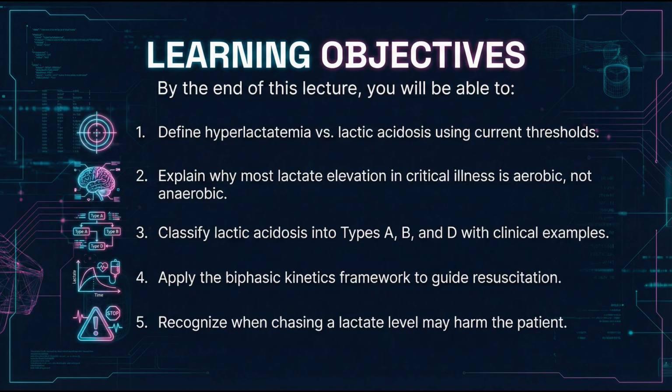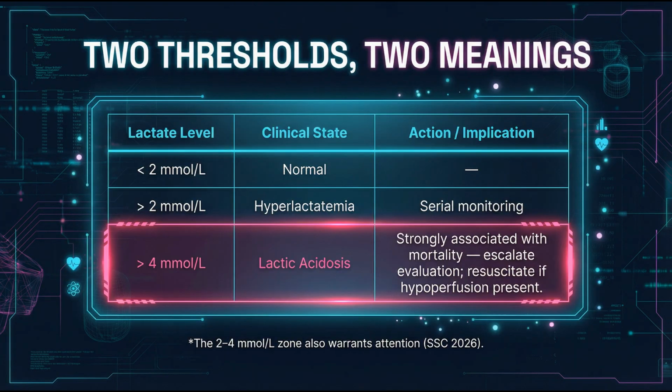By the end of this lecture, you will be able to define hyperlactatemia versus lactic acidosis using current thresholds, explain why most lactate elevation in critical illness is aerobic, not anaerobic, classify lactic acidosis into types A, B, and D with clinical examples, apply the Biphasic Kinetics framework to guide resuscitation, and recognize when chasing a lactate level may harm the patient. Let's start with definitions because words matter.